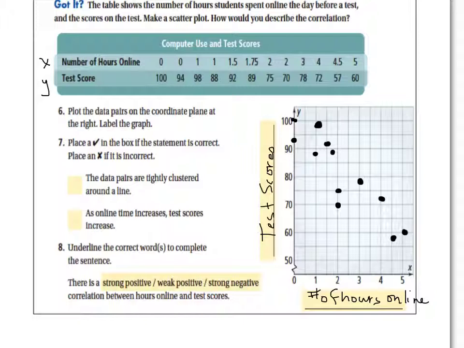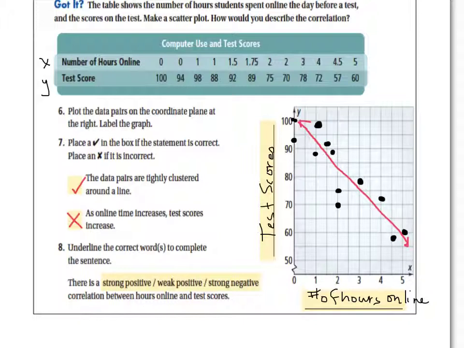Okay, now as we are looking at these ordered pairs, it says the data pairs are tightly clustered around a line. Okay, if I were to draw a line down the middle of my data, about the middle point of everything here, you'll notice they're not that far from the line. So I'm going to go ahead and mark a check mark here. Now, as online time increases, so as the x values increase, the test scores are increasing. And as you look at your graph, that's not true. I'm going to place an X in this box because that's not true. As the x values are increasing, as the number of hours online are increasing, the test scores are actually going down.